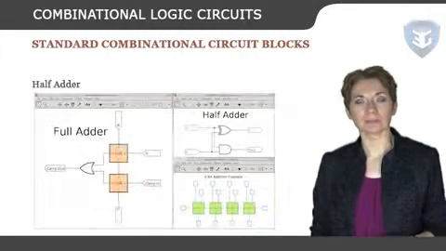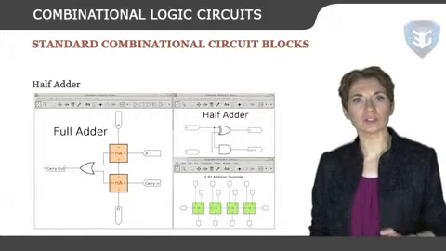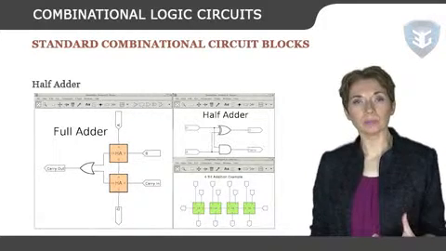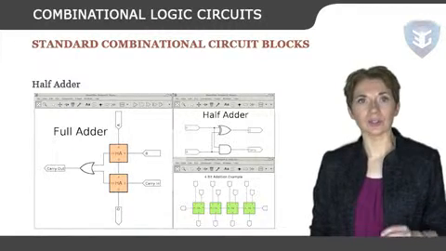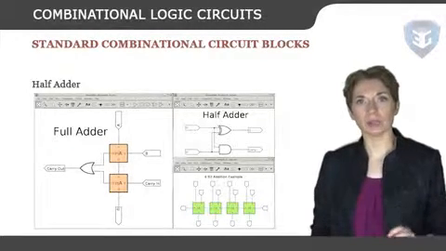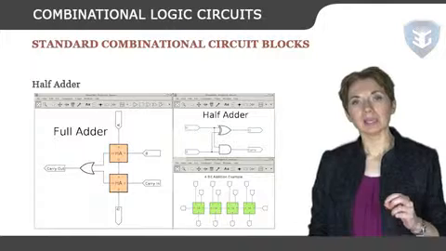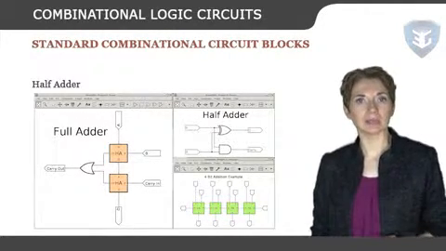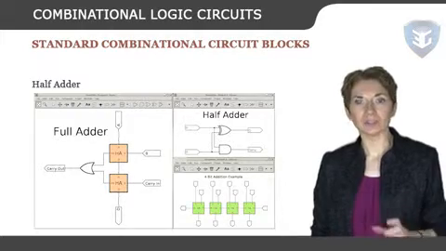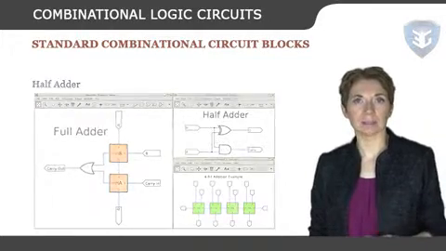Half adder. Half adder is a combinational logic circuit with 2 inputs and 2 outputs. The half adder circuit is designed to add 2 single-bit binary numbers, A and B. It is the basic building block for addition of 2 single-bit numbers. This circuit has 2 outputs, carry and sum.